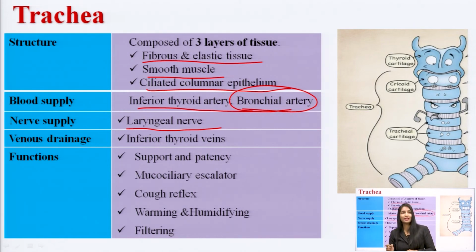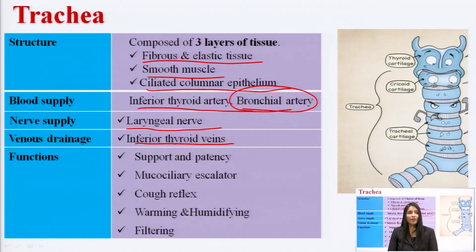The nerve supply of the trachea is the laryngeal nerve. And what is the venous drainage here? The inferior thyroid veins provide the venous drainage. And what is the main function of the trachea?